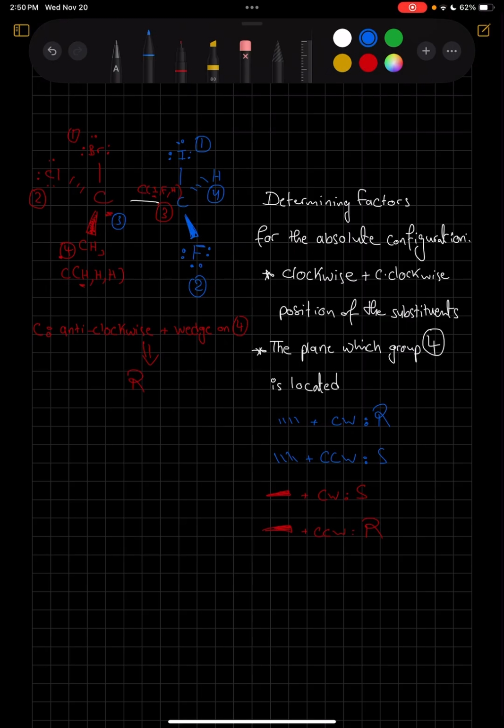Now for the blue one, same thing. We count 1, 2, and 3, okay? So in this case, it's going clockwise. So clockwise plus a wedge on 4, which would mean that this is R.